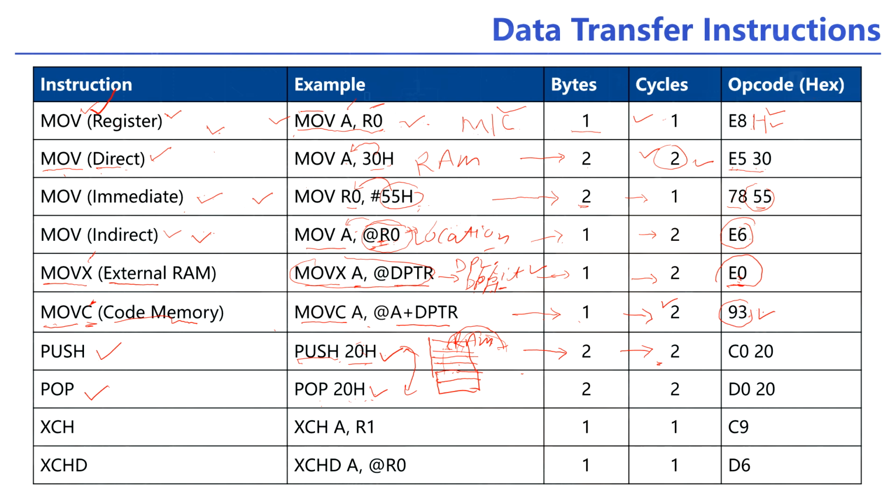Noted? Okay. You see here, this is the opcode of this. 20 represents the location. Or this represents the opcode of the instruction.